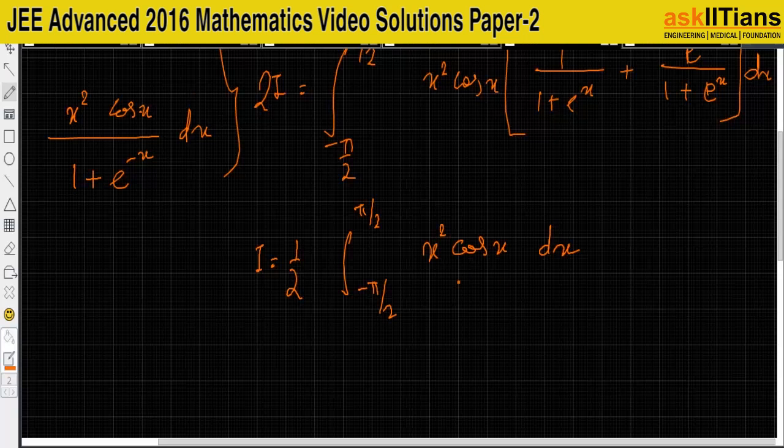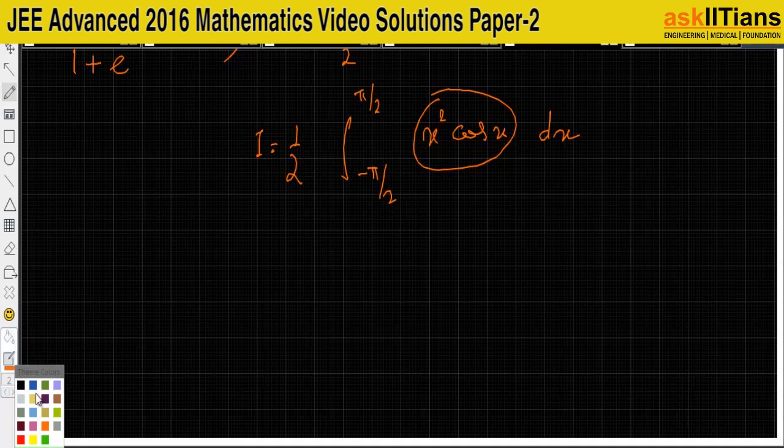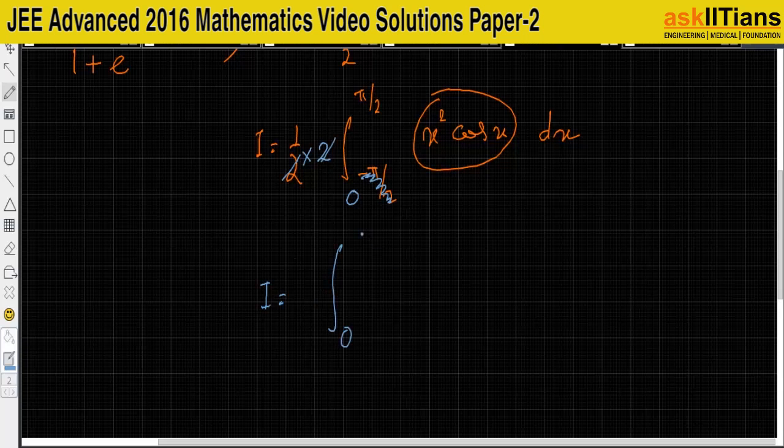Now this is a very easy question. This is an even function. X square cos x is an even function. If I replace x by minus x, there will be no change in the function. So this is even, so I can simply remove this minus pi by 2, write it as 0, and make it twice, because this is an even function, so it will be symmetric about the y-axis. So its value of integration will be the same on both sides of the y-axis. So this 2 will get cancelled. I'll get the integral from 0 to pi by 2 of x square cos x.